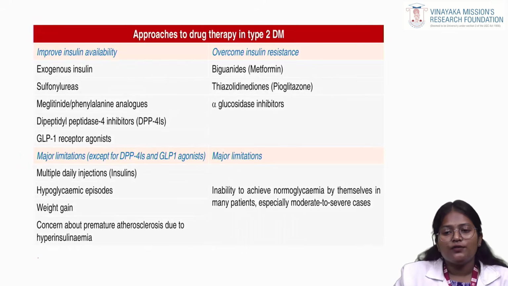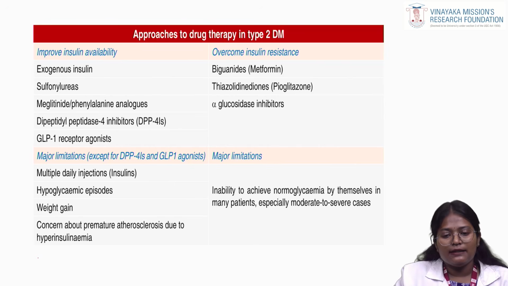So these are the approaches to drug therapy in type 2 diabetes mellitus. To improve insulin availability: exogenous insulin, sulfonylureas, meglitinide or phenylalanine analogs, dipeptidyl peptidase 4 inhibitors, GLP-1 receptor agonists. To overcome the insulin resistance: biguanides, thiazolidinediones and alpha-glucosidase inhibitors.